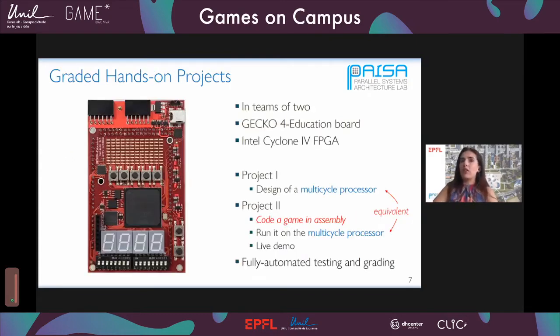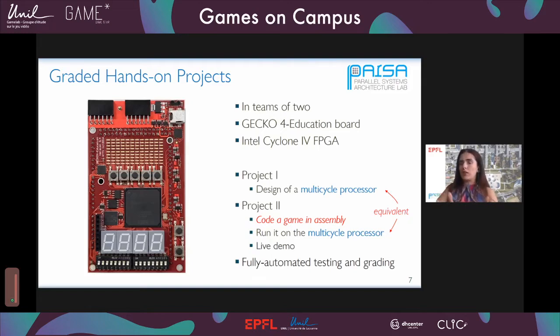In the course, we have graded hands-on projects that are done in teams of two students and that both require using this board that I'm showing here. We call it the Gecko for Education board. The board's main component is a field programmable gate array, a circuit that allows students to design a piece of hardware that they want and implement it on it.